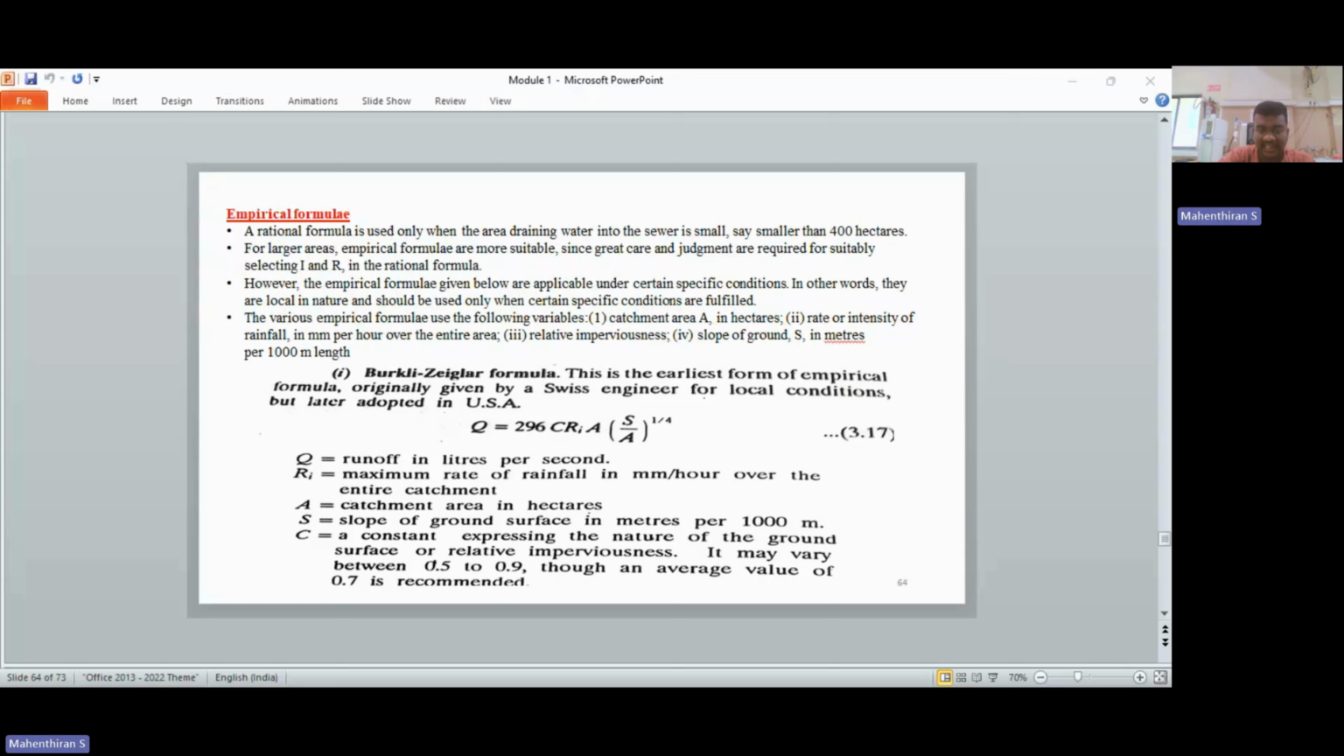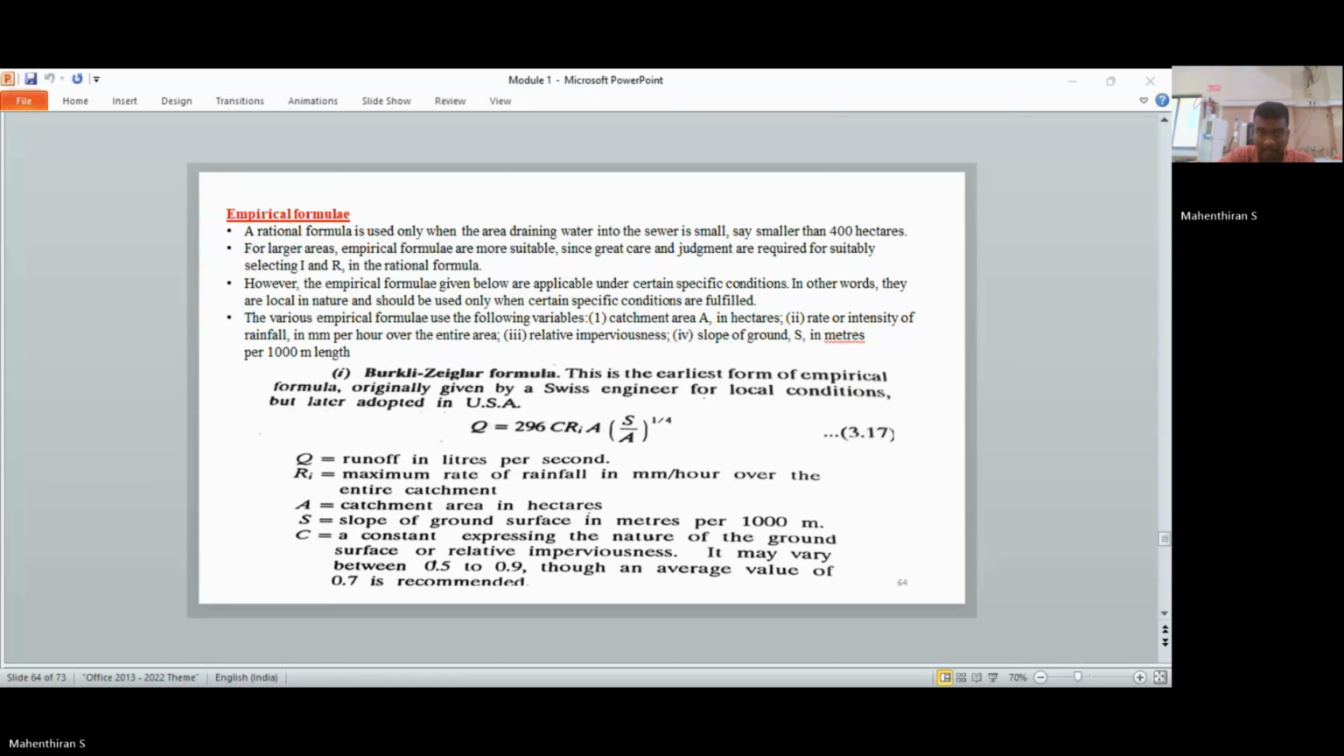Here, the variable A usually denotes the catchment area in hectares, whereas Ra is the rainfall intensity in mm per hour over the entire area. The relative imperviousness is similar to the runoff coefficient, where S is the slope of the ground in meters per 1000 meters length. This is the earliest form of empirical formula, originally given by a Swiss engineer for local conditions, but later widely adopted in the USA.